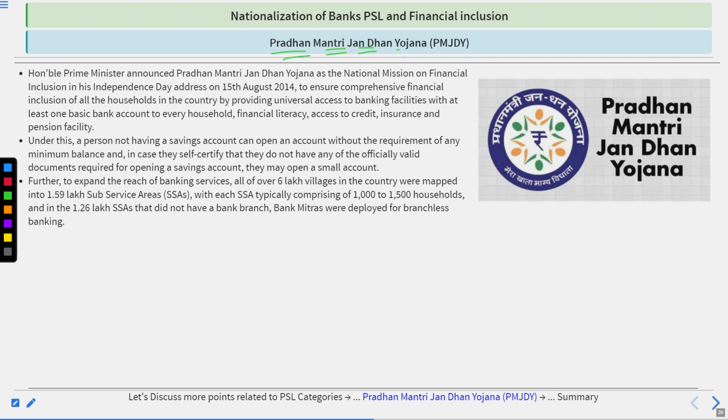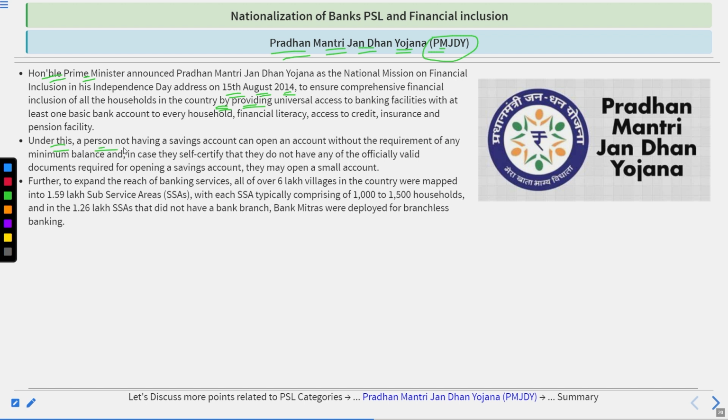Now, Pradhan Mantri Jan Dhan Yojana, PMJDY. The Honorable Prime Minister announced Pradhan Mantri Jan Dhan Yojana as the national mission on financial inclusion in his Independence Day address on 15th August 2014, to ensure comprehensive financial inclusion of all the households in the country by providing universal access to banking facilities with at least one basic account to every household, financial literacy to use that account, and access to credit, insurance, and pension facilities.